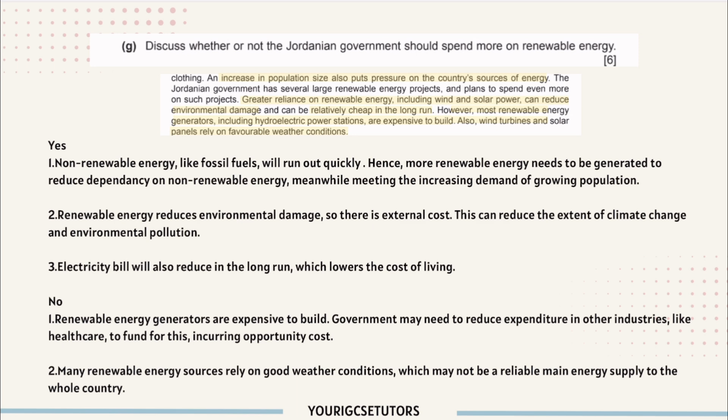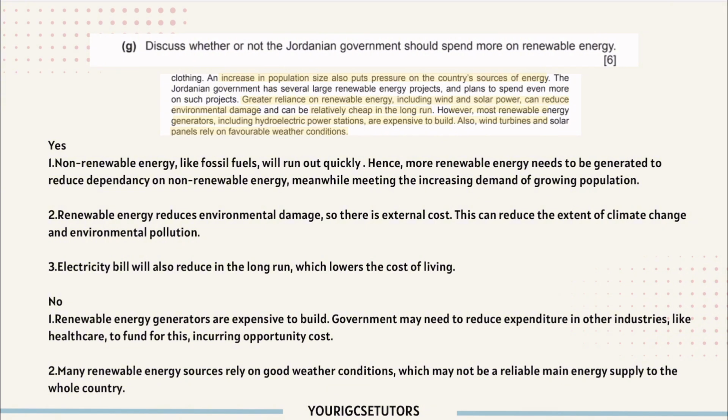First, non-renewable energy like fossil fuels will run out quickly. Hence, more renewable energy needs to be generated to reduce the dependency on non-renewable energy, meanwhile meeting the increasing demand for growing population. So here you can see how I link it to the text where I say that there's increase in the population size, and also I talk about the non-renewable energy, how it's unsustainable and we must reduce the dependency on it.